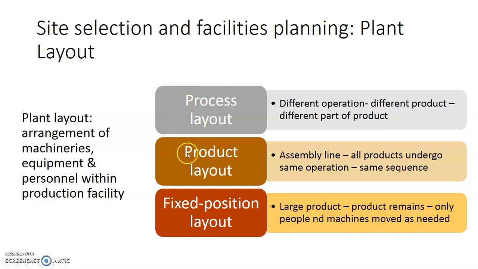Product layout is like an assembly line, for example in the production of electronic items, where they put it in assembly. And the last one is fixed position. This is for big products. For example, you would like to build a hotel in the middle of an island, say the Maldives. What you do is you fly or bring all the machines and all the people to that location. This is a very large product.